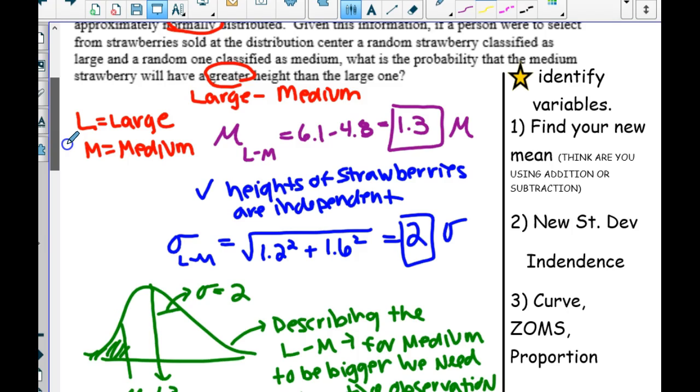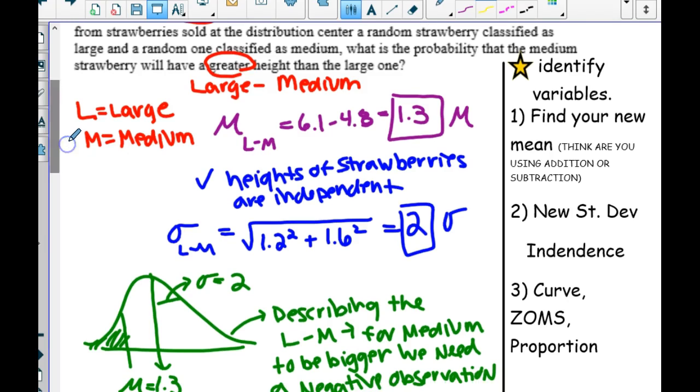We really talked a lot about this in class, so I'm not going to go as in depth. But we talked about, what does it mean if we want to figure out the probability that the medium strawberry is bigger than the large? Well, if the medium is bigger than the large and I do subtraction, I'm going to get a negative number. So I want to find the probability of getting a negative number when I subtract. Again, if that went over your head, rewind, listen to it again. This medium has to be bigger than the large, so I need a negative difference, because this distribution is talking about the difference.